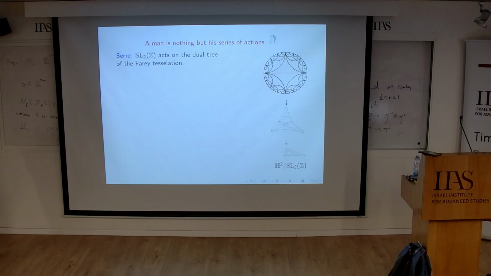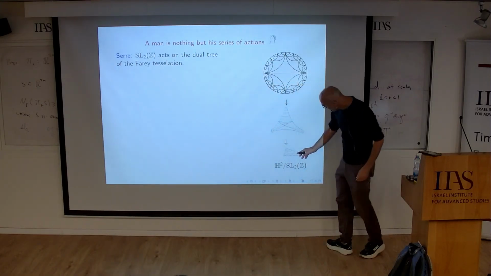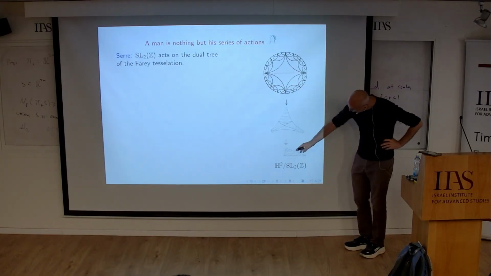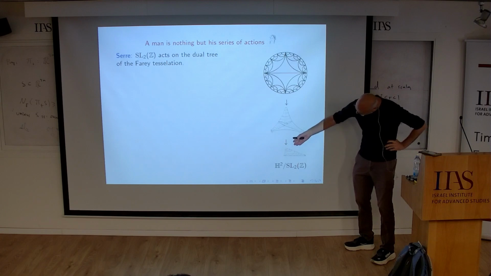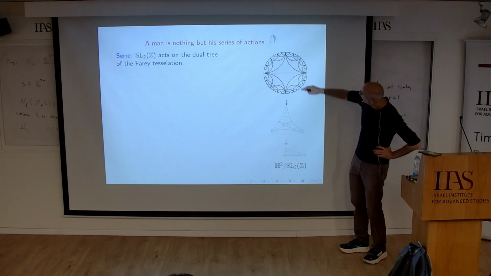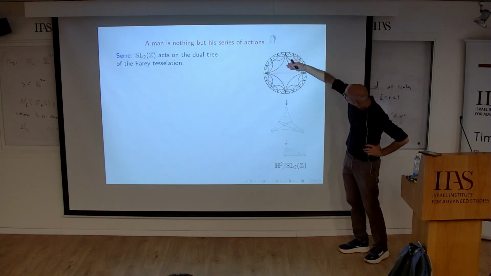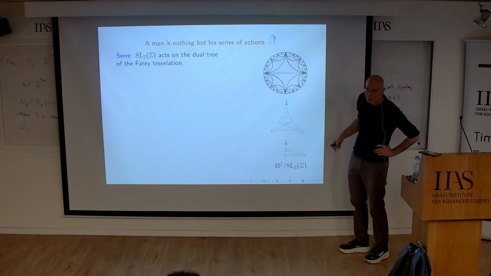So here is the general picture for SLN in general. Let's start with SL2. SL2 does act on a tree. The tree will be the dual tree of the Farey tessellation of the hyperbolic plane. Here's the disk model, and this is the disk modulo SL2Z. That's the locally symmetric space associated with SL2Z. And just by the way, that's the Farey tessellation. You think of hyperbolic geodesics here, and all those triangles are isometric to each other.